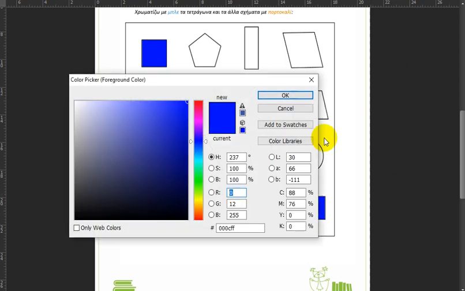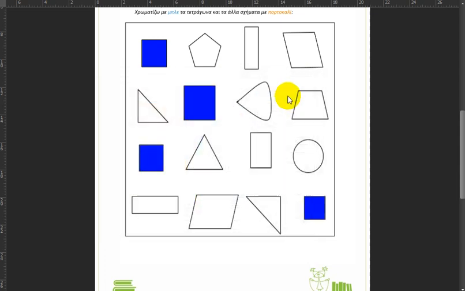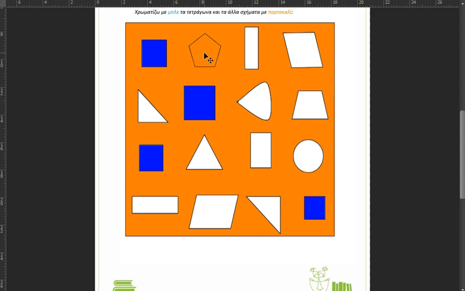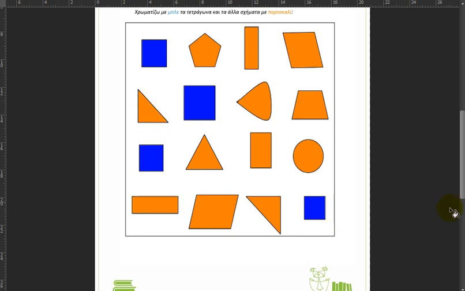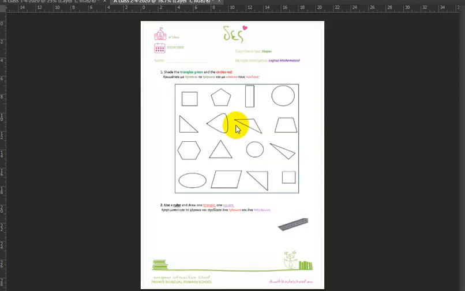Next up, we're going to turn the rest orange. So, why is that? Let's try that again. Okay, there we go. So here, all the rest are orange. So that's exercise 1. Now we move on to exercise 2.